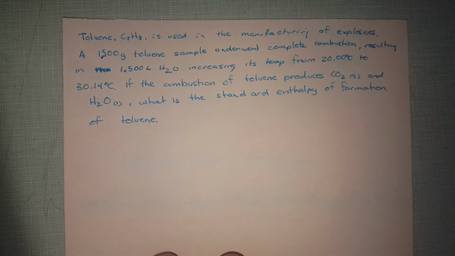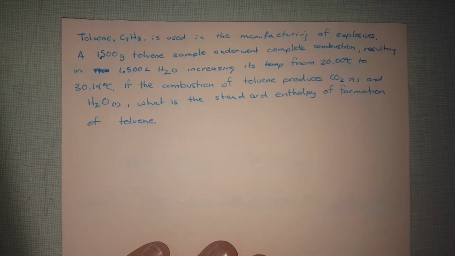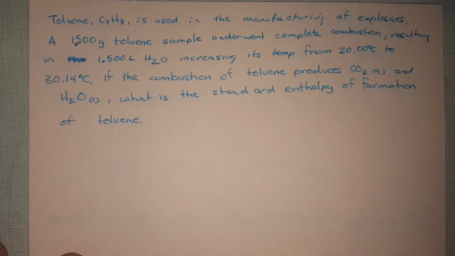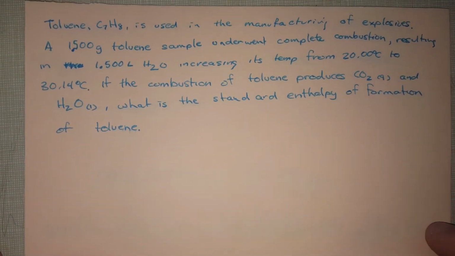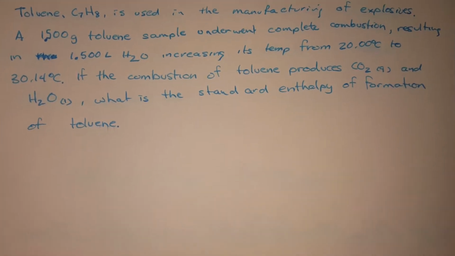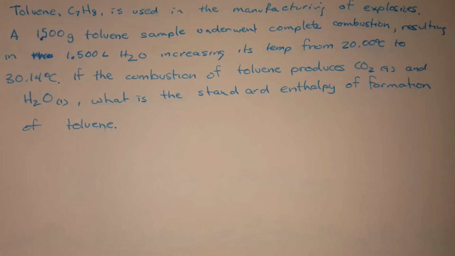Let's take a look at a multi-step question. For this question, we're going to look at toluene, which is used in manufacturing explosives. 1.5 grams of toluene undergoes complete combustion, resulting in 1.5 liters of water increasing from 20 degrees Celsius to 30 degrees Celsius. What is the standard enthalpy of formation for toluene?